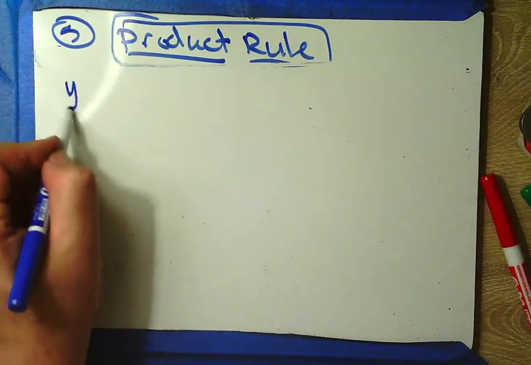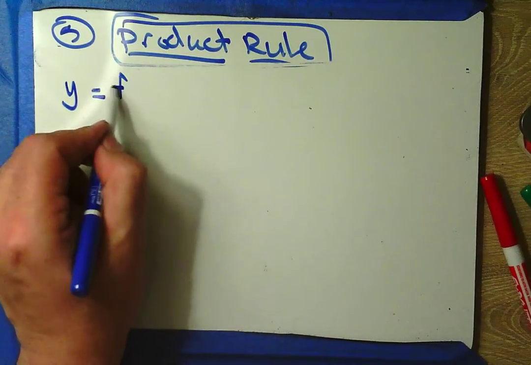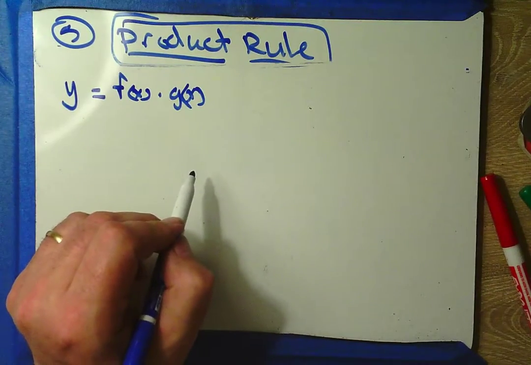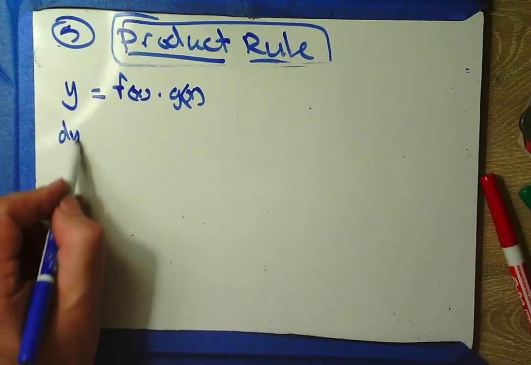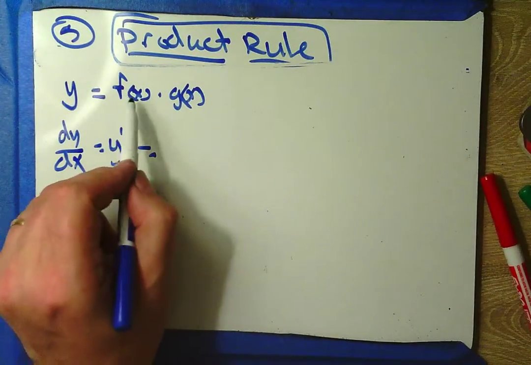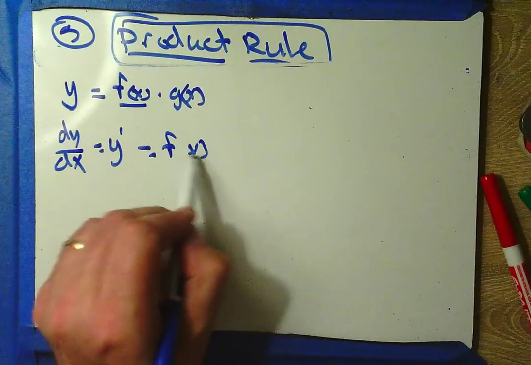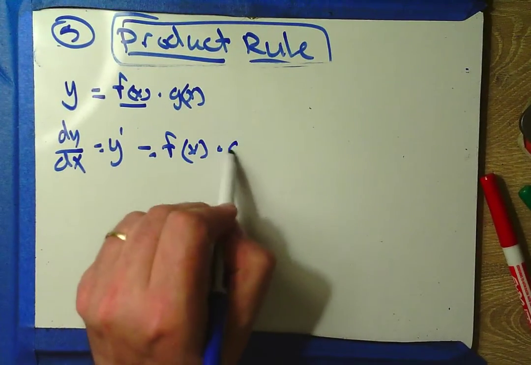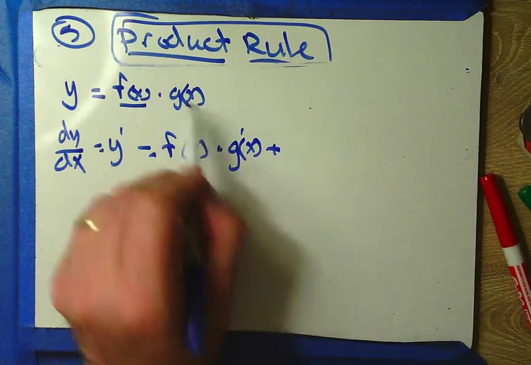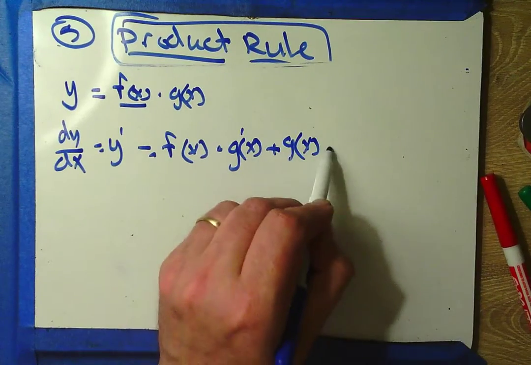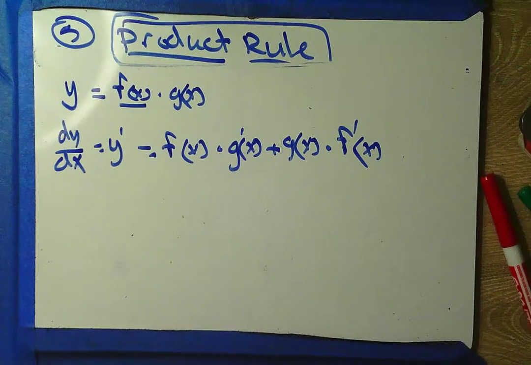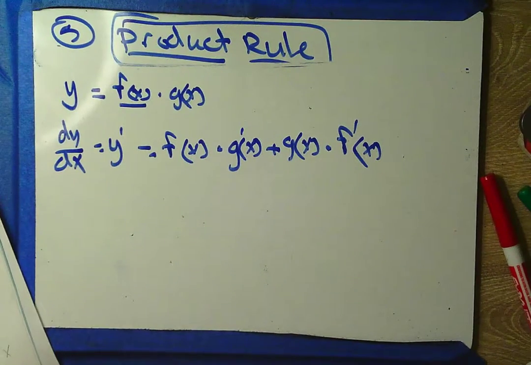Okay, so let's go back to y equals f of x times g of x. If we were to derive the product rule, dy dx, or y prime, would be, here it comes, this times the derivative of that, g prime of x, oh no wait, plus this times the derivative of that, f prime of x.